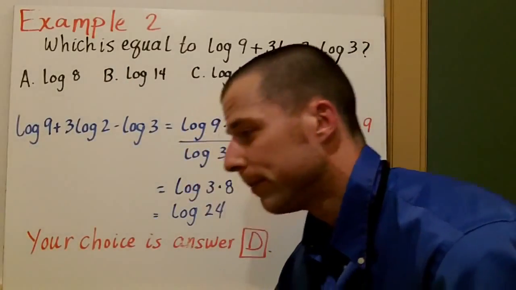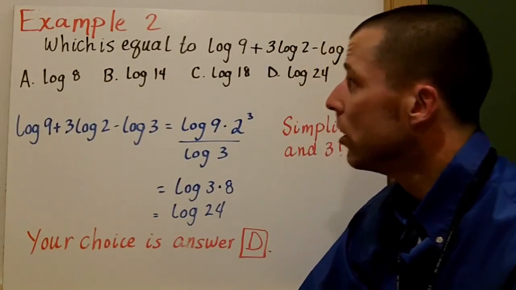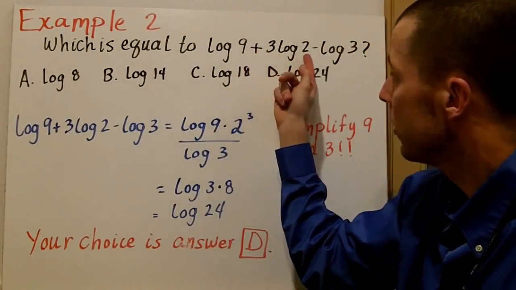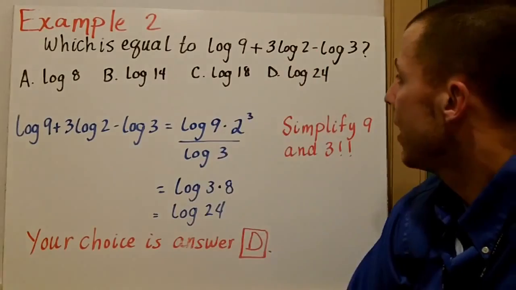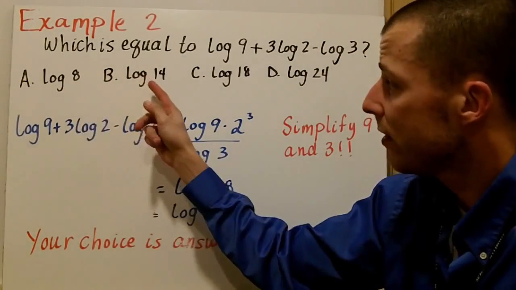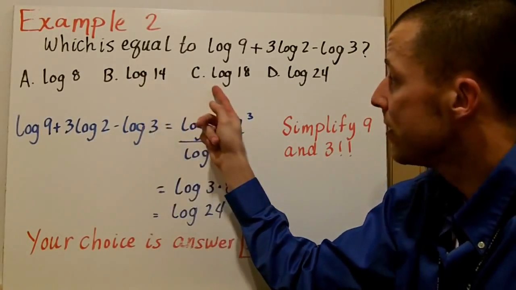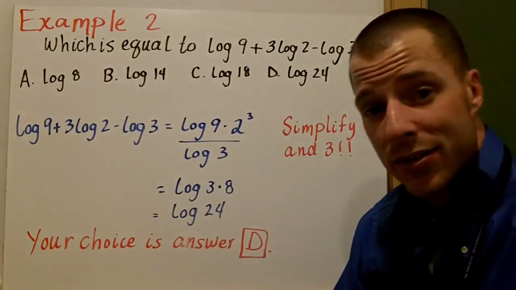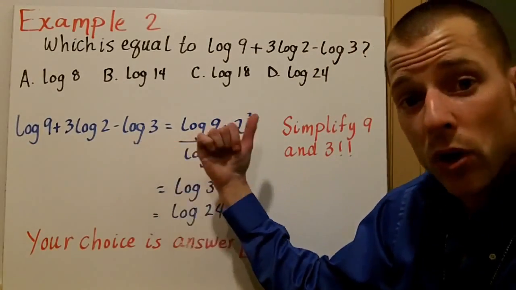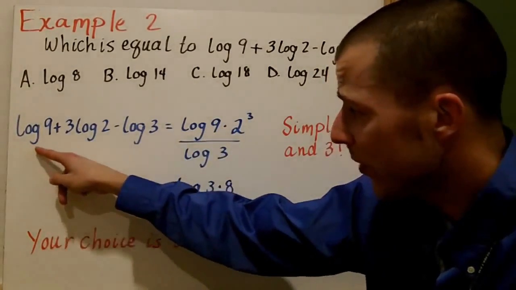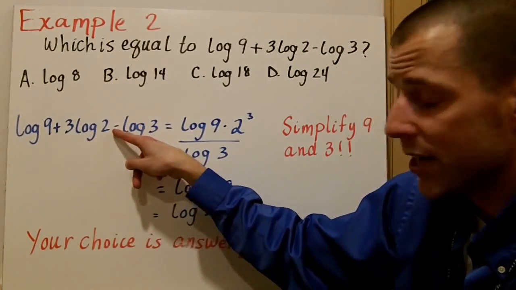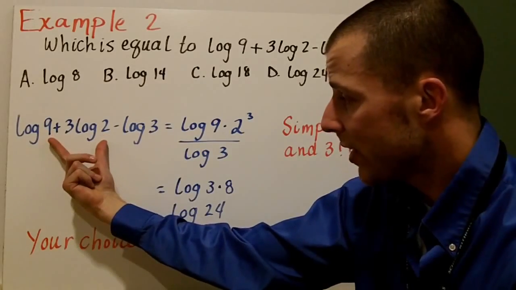Okay, example 2. Which is equal to log base 9 plus 3 log 2 minus log 3. So we have 4 choices. A is log 8, B is log 14, C is log 18, and D is log 24. So again, we're going to start with the expanded form and work our way backwards. I'm reading left to right, and notice I have addition here and a minus sign. So I'm actually going to multiply these together.